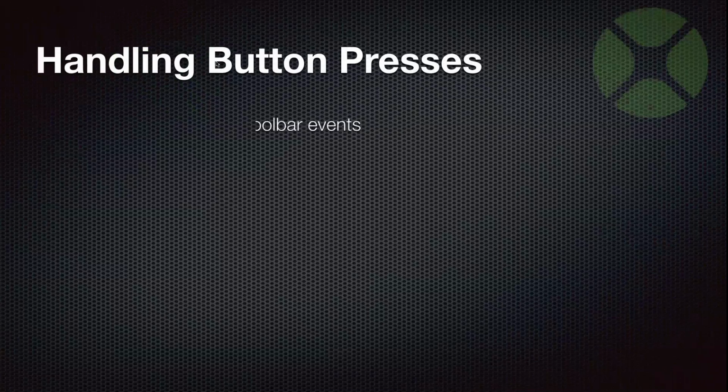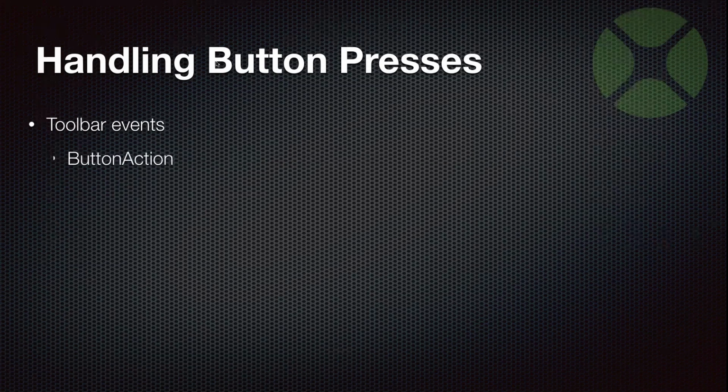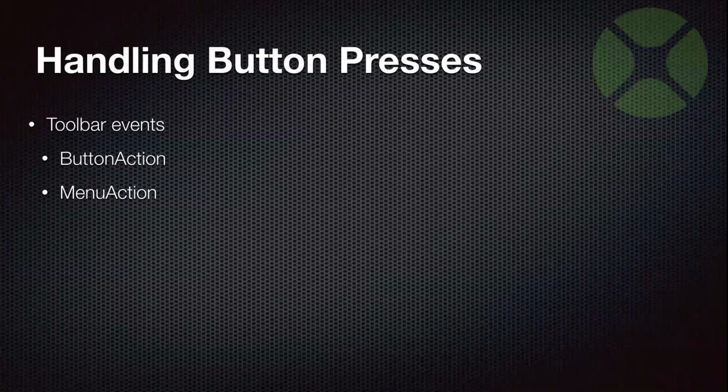With a toolbar on a web page, you're going to handle your button presses on the toolbar using toolbar events. And there are two. There's the button action event, which is called when an actual button is clicked. And there's the menu action event that is called when you click on a button that has a menu assigned to it, and then when one of the menu items is actually clicked.